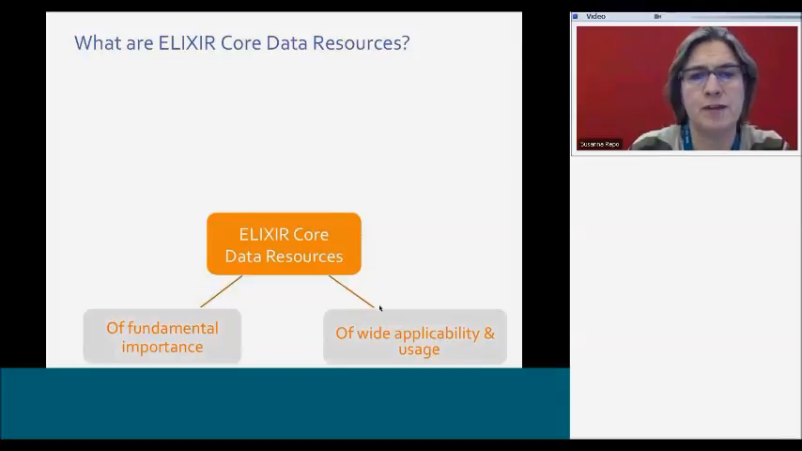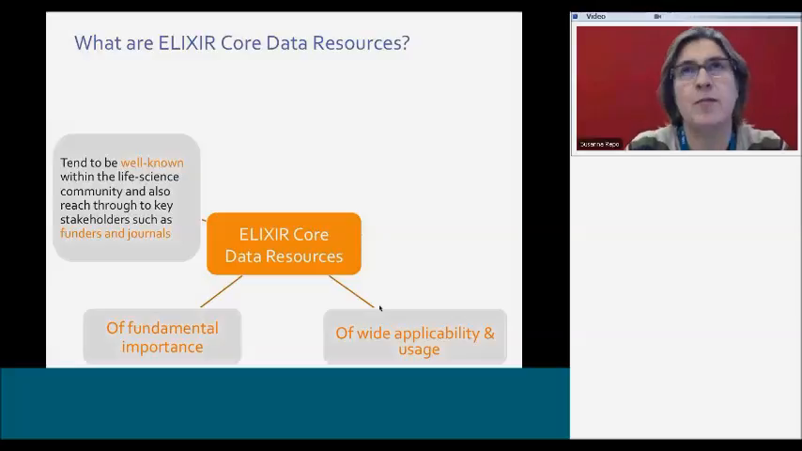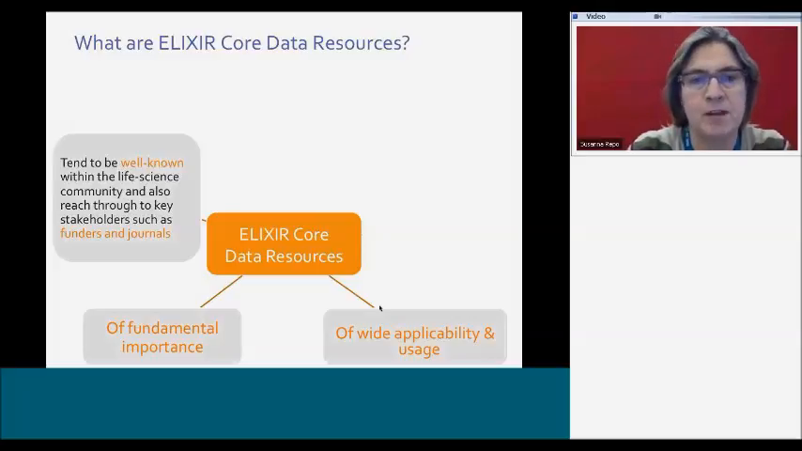And on top of this, the feel you get for core data resources is that they tend to be quite well known. Lots of people will have heard of them. Lots of journals will cite them and have them on their lists of suitable data resources to submit data to. Funders will know about them. Indeed, they will be funded by some funders.